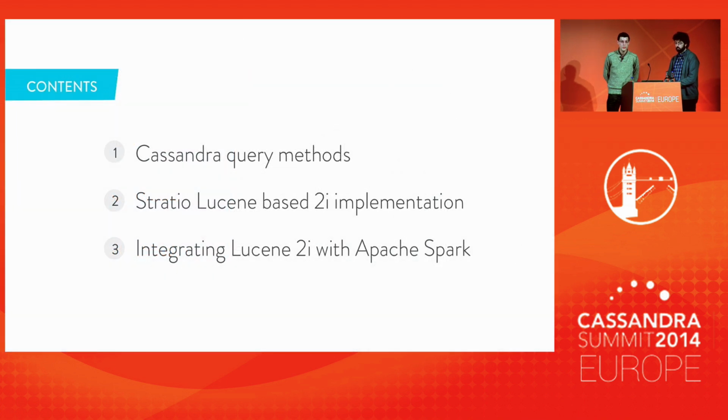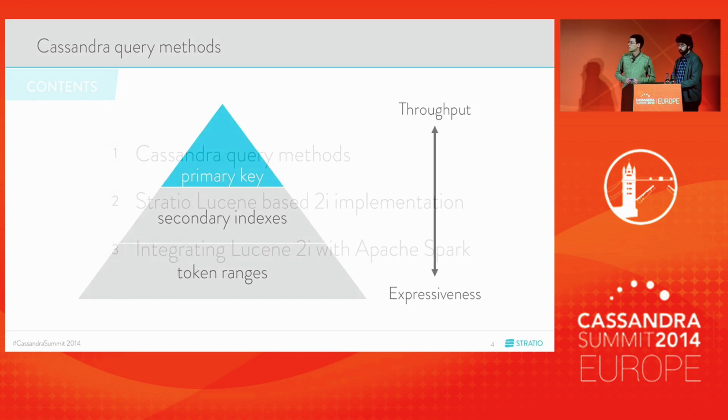So the contents of this talk will be, first, we are going to briefly overview the different query methods that already exist in Cassandra. Then we are going to talk about our implementation of a secondary index. And then we are going to talk about how this secondary index can actually work with Spark. So that will be the contents of the presentation.